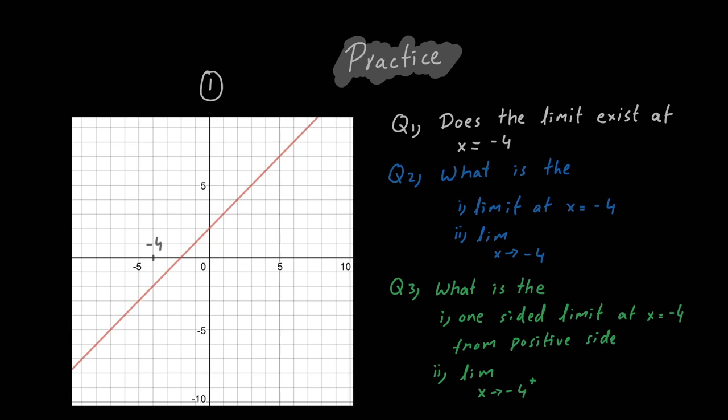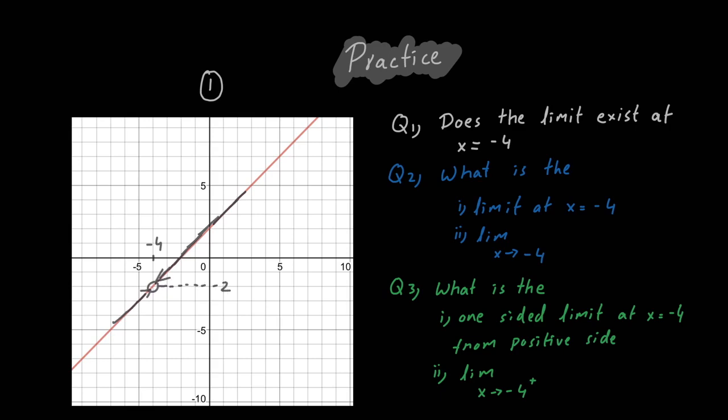Now coming back to question 1, does the limit exist at x is equal to minus 4? We can see that if we approach x is equal to minus 4 from the positive side or the negative side, it approaches the same value, which is negative 2.